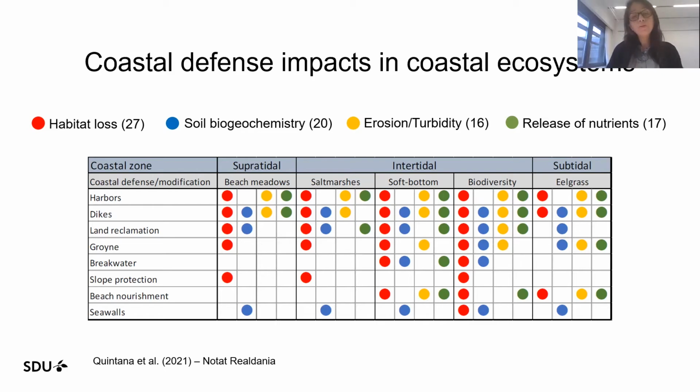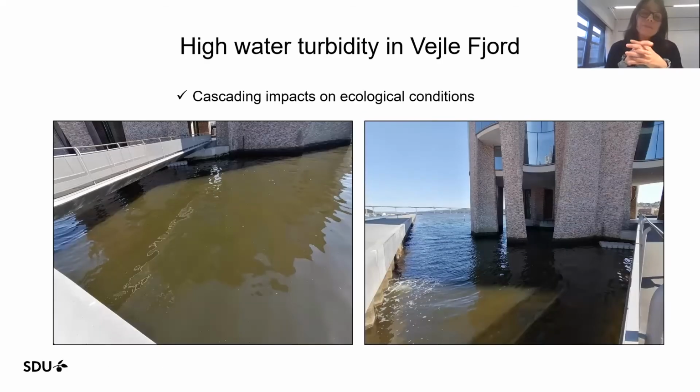And turbidity is also related to removal of vegetation. So here's just an example in Vejle Fjord, water turbidity, and this is a dramatic example, I think. Very murky waters in the inner fjords, contrasting with some very nice buildings like the Fjordenhus. And this is, of course, caused by multiple effects, also the geomorphology of Vejle Fjord, but also because we are lacking vegetation in this area, right?